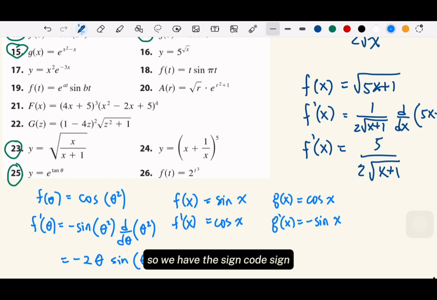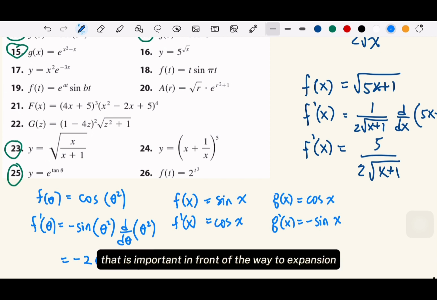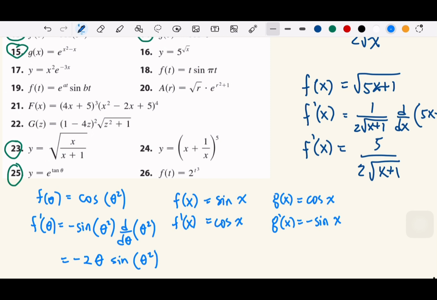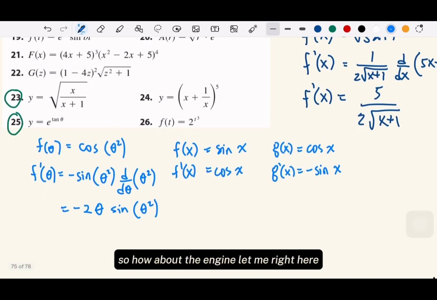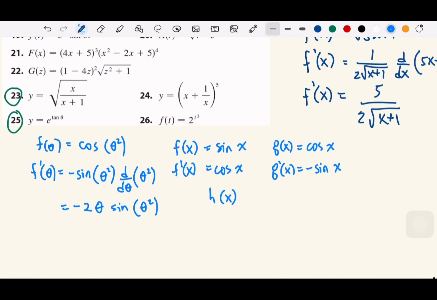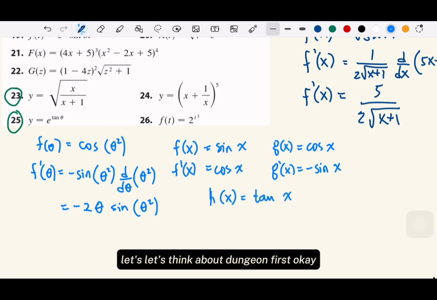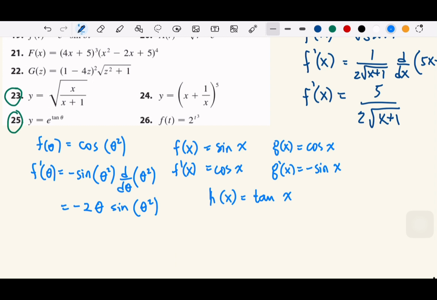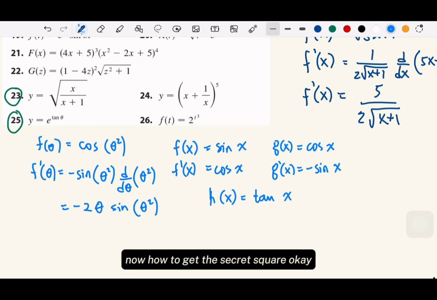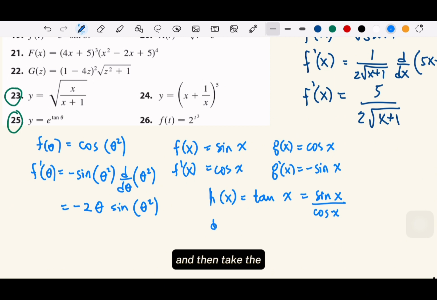There is one more. We have sine and cosine, and another one that is usually important in trigonometry is tangent. So how about tangent? Let me write here. Let's think about tangent first. What is the first derivative of tangent? Maybe someone already knows. Yes, secant squared. Now, how do we get the secant squared? The best way, or my suggestion, is taking sine x over cosine x.